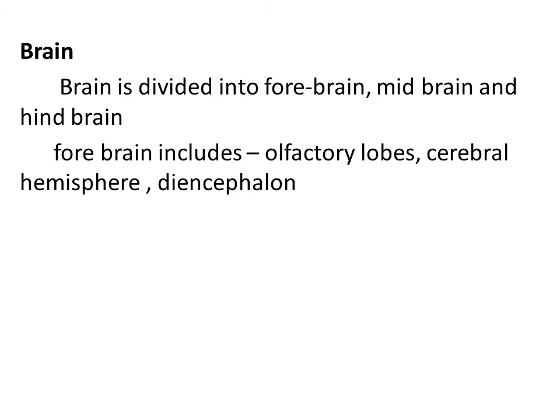So the forebrain includes olfactory lobes. These lobes receive the signal from sense organs. Then it consists of paired cerebral hemispheres, and also the unpaired diencephalon. So these are the three major structures seen in the forebrain. Then the forebrain is connected with the midbrain, right? The midbrain connects the forebrain region with the hindbrain region.